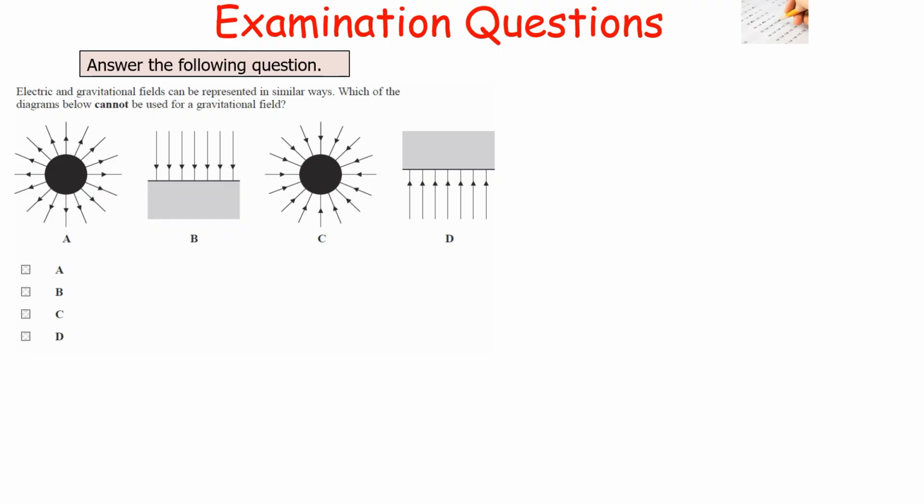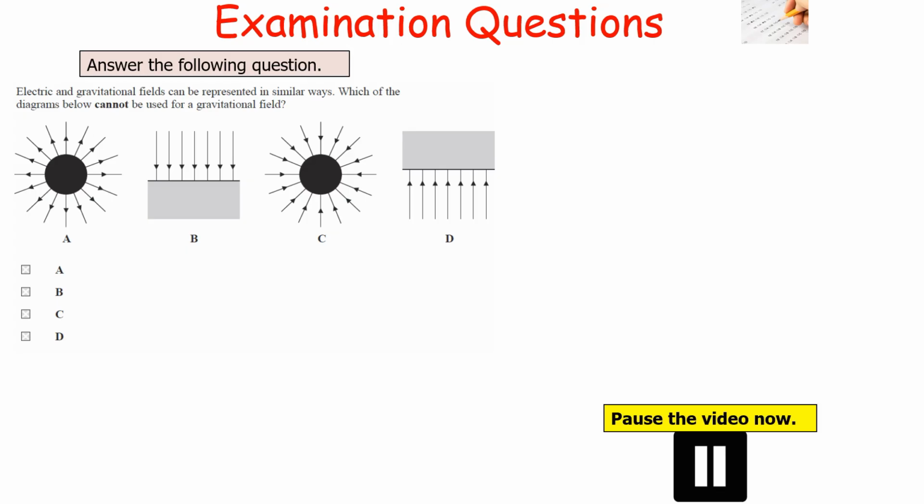The next question says, electrical fields and gravitational fields can be represented in similar ways. Which of the following diagrams cannot be used for a gravitational field? So pause the video now, then unpause the video when you want to go through your answer.